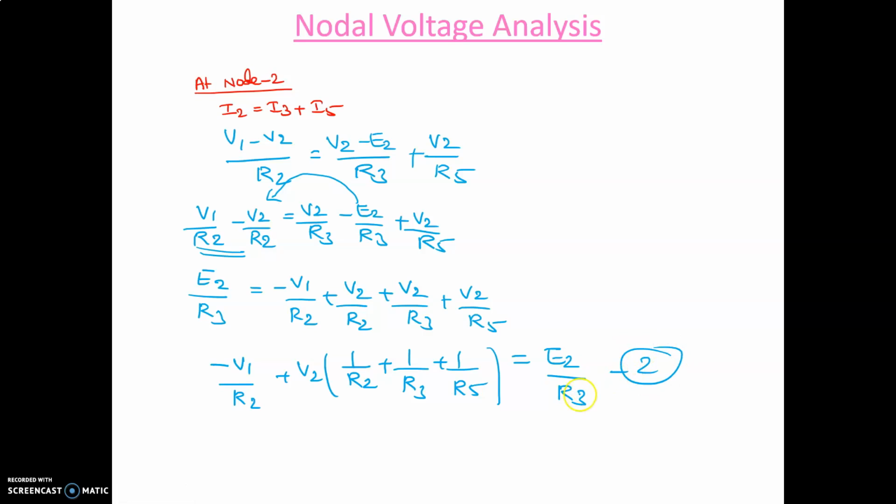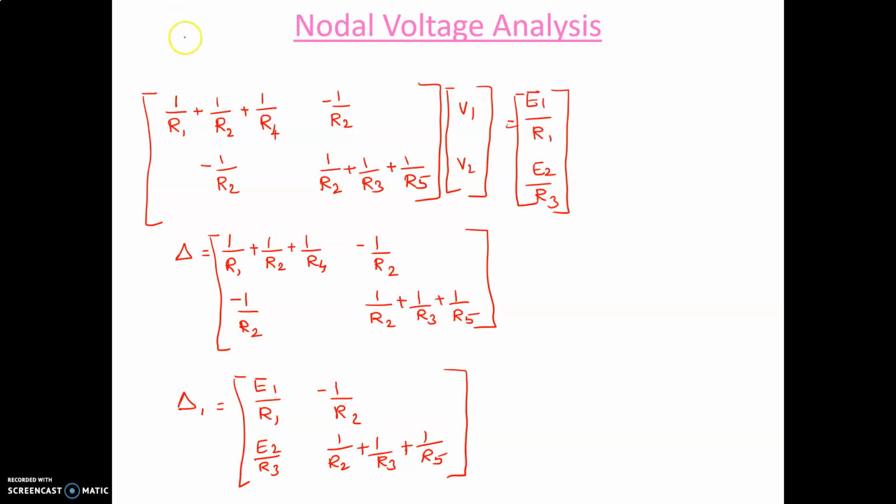This is the second equation. With the help of these two equations, that is 1 and 2, I am going to write in a matrix form. I am going to represent these two equations like a matrix form. So first I have to write the coefficient of V1 and V2. According to the first equation, the coefficient of V1 is this and V2 is this. For the second equation, the coefficient of V1 is this and V2 is this. So that is 1 by R, which means it is a conductance matrix.